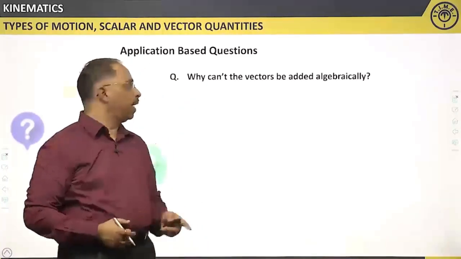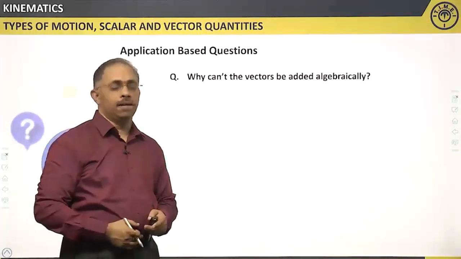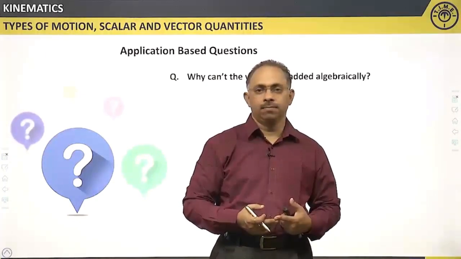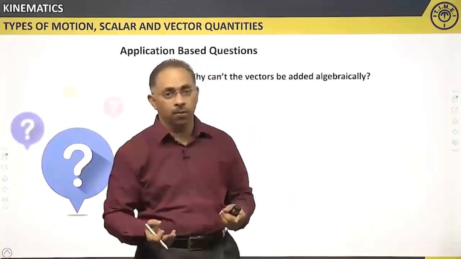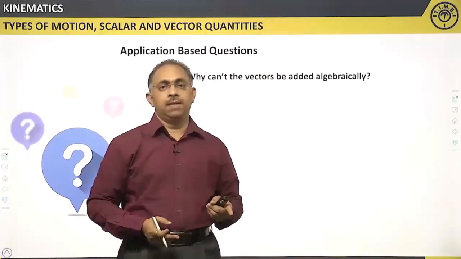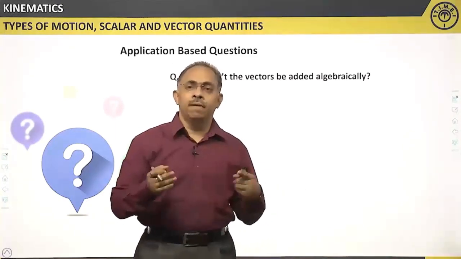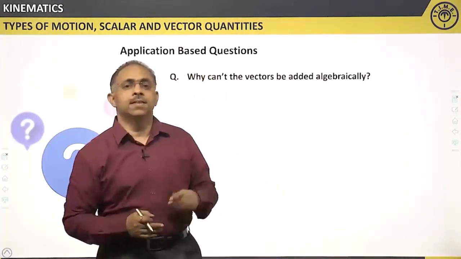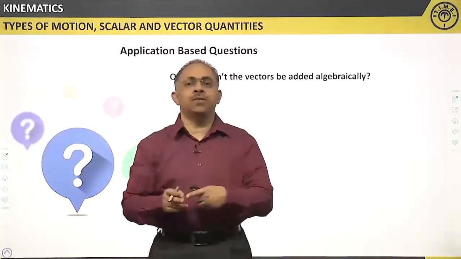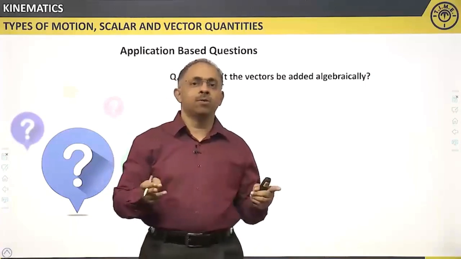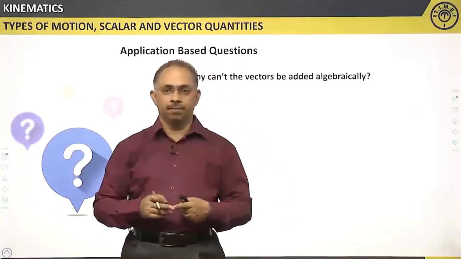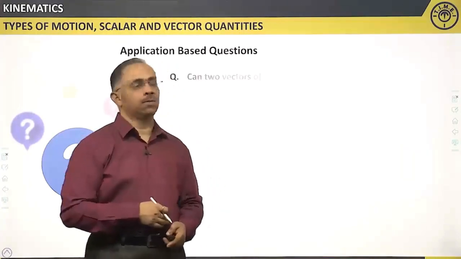Why can't vectors be added algebraically? When I say algebraic addition, that means only the magnitude wise addition, that's it. Vector is a physical quantity which involves both magnitude as well as direction. If it is to be added algebraically, only magnitude should be enough. That means the physical quantity should be a scalar. Because vectors include both magnitude as well as direction, we will not be able to use algebraic addition there. We have to follow the rules of geometrical addition. Clear? Let us see the next question on the board.